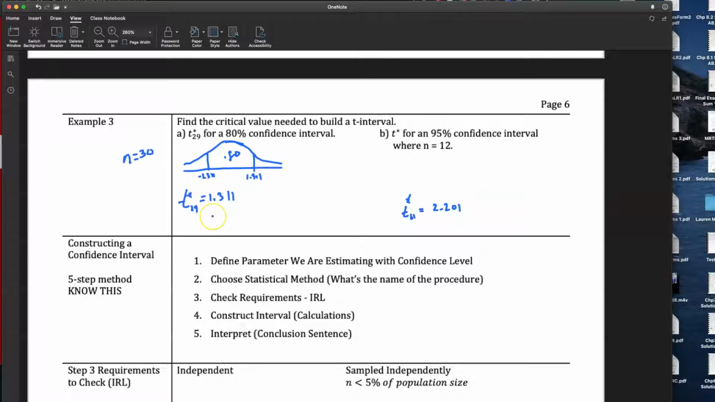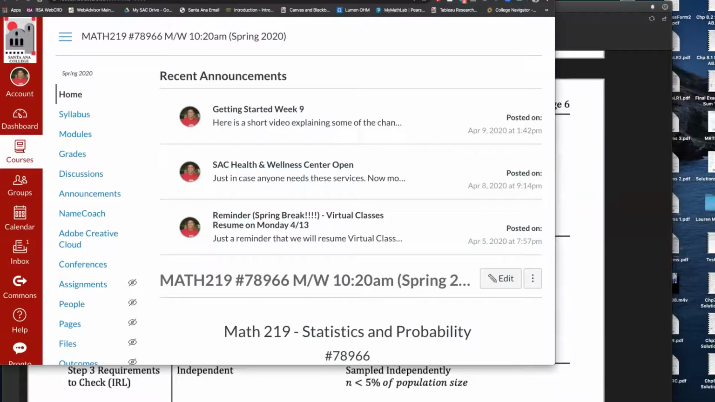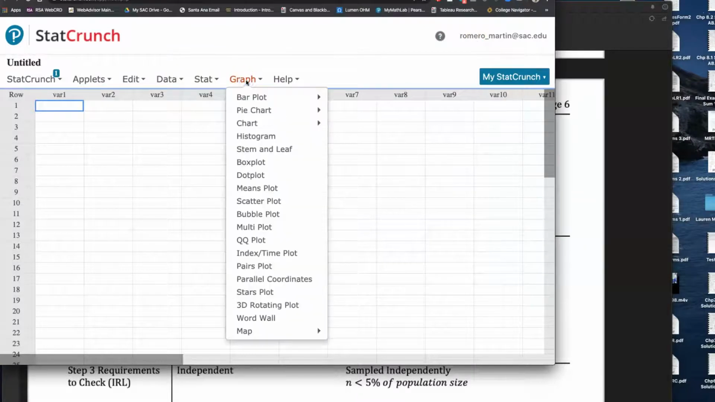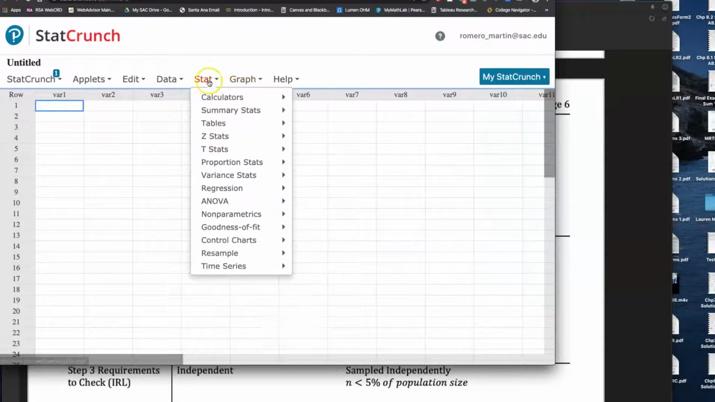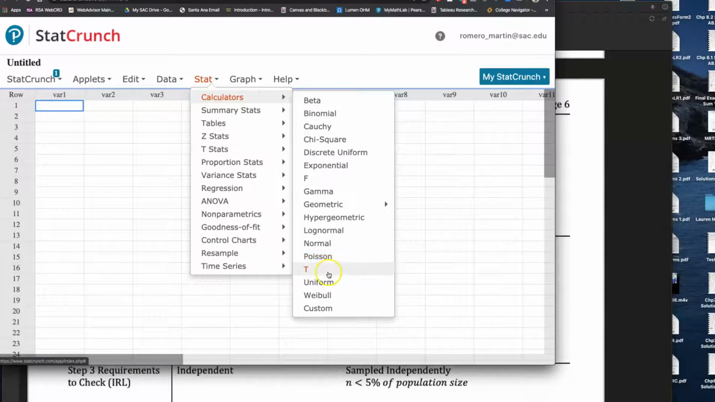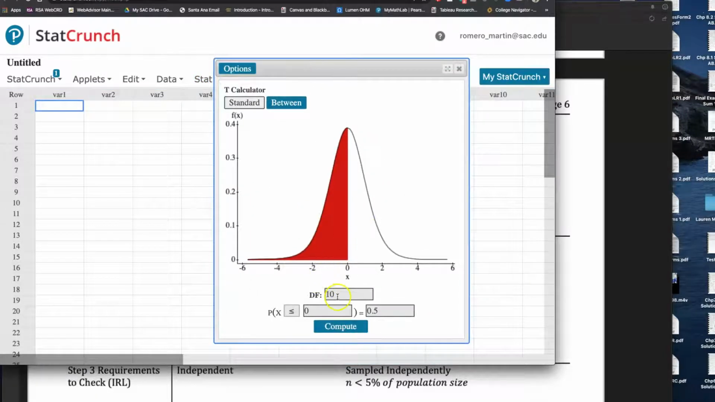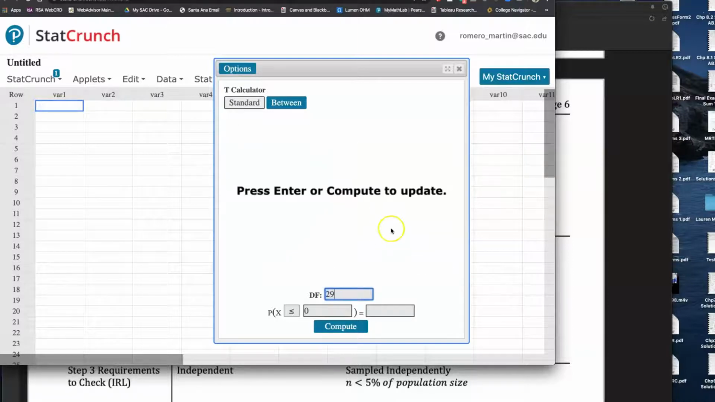We have to calculate it, and I left those instructions. Let's first look at StatCrunch to do that. In StatCrunch, you're going to use a t calculator, similar to the normal one, but it's a different distribution. df is degrees of freedom, which was 29 in that case.